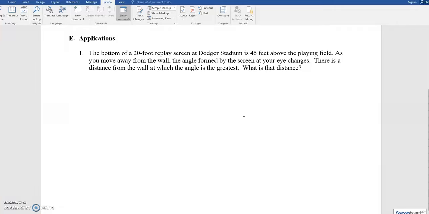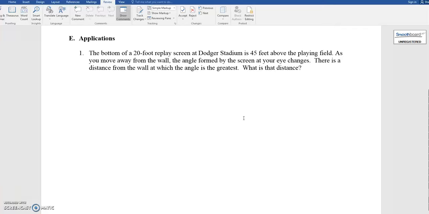So the setup for this question, I want you to think a little bit about this, but if it's not quite clear, make sure you ask a question in class. If you were to be very, very close to the screen, almost like you're looking straight up at it, what you actually see of the screen is quite skinny.